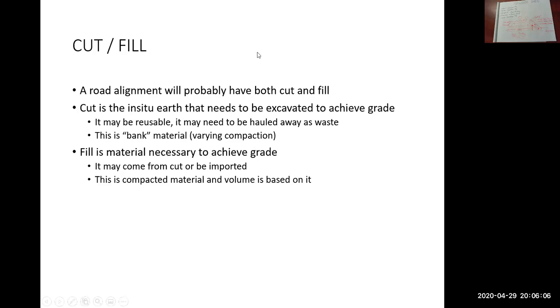So cut is the in situ earth that needs to be excavated to achieve grade. I believe I showed that on my typical cross sections that I sketched up. Again, I'll post those for you to download. That cut material may be reusable, or it may need to be hauled away as waste or spoil. This is also referred to as bank material. So it's bank in place. It has varying levels of compaction. So existing material is compacted to some amount.